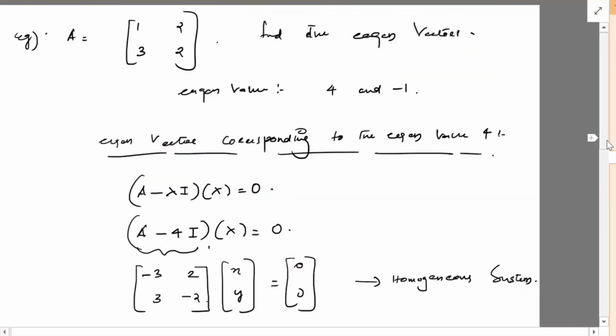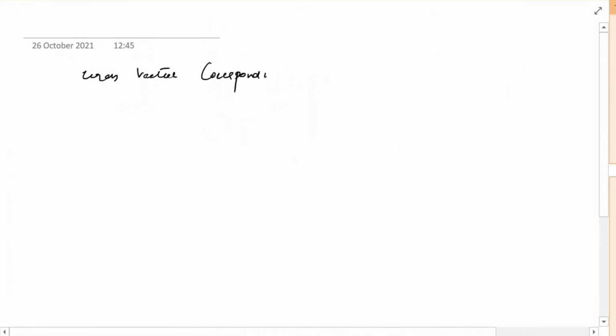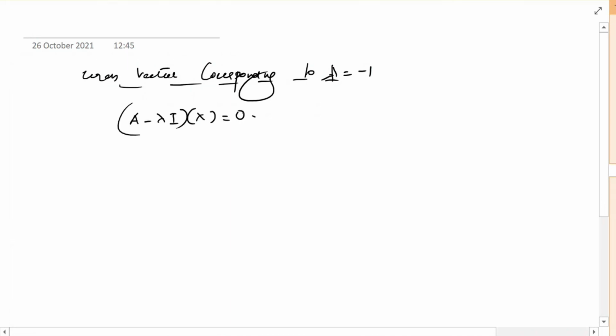So there is one more eigenvalue. Next we need to find the eigenvector corresponding to lambda equal to minus 1. Again we will do the same steps. That is, we have to solve (A minus lambda I) x equal to 0. Here lambda equal to minus 1.